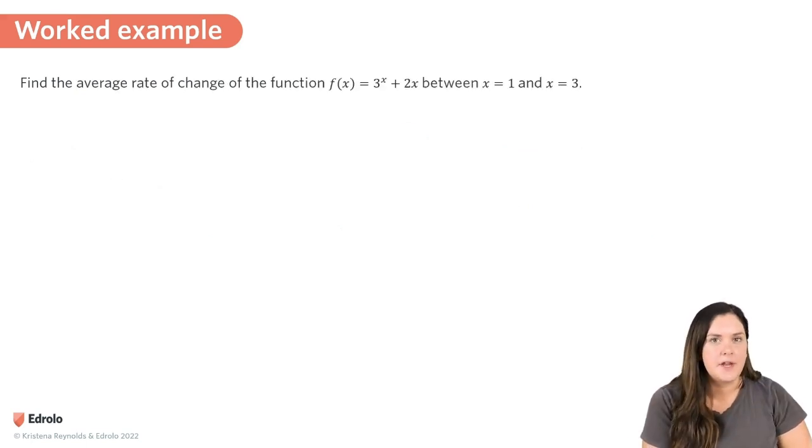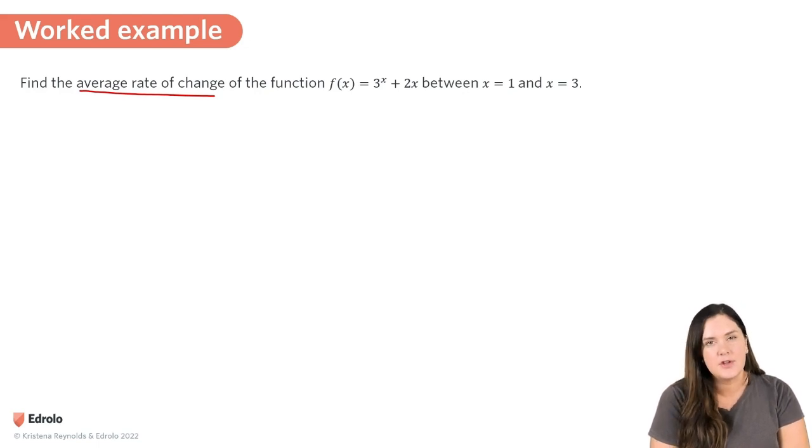Now, if you remember synonym mountain from a few lessons ago, we talked about the different words that we use for differentiation, and this is another one. So we're looking at the average rate of change for this function between x is 1 and x is 3. So we actually use a bit of a different process to find what this is.